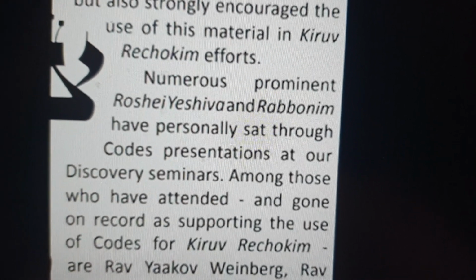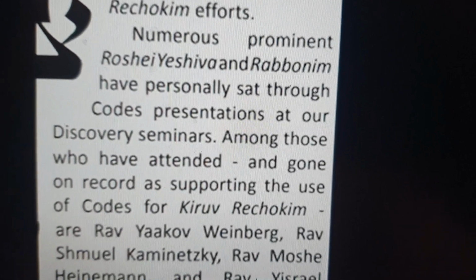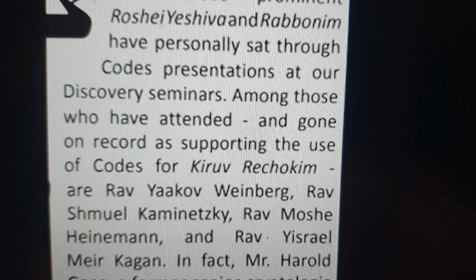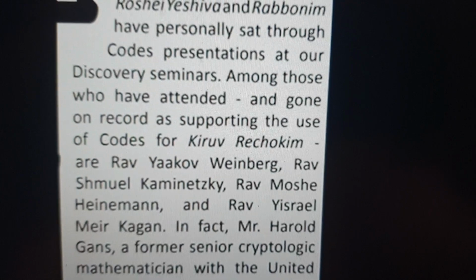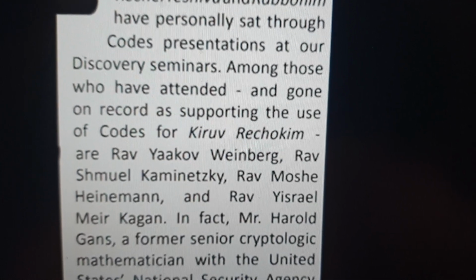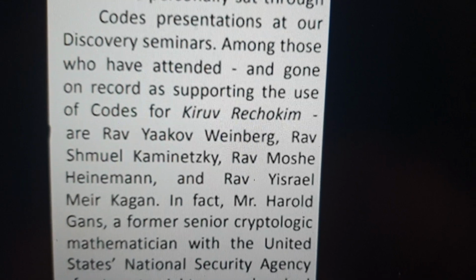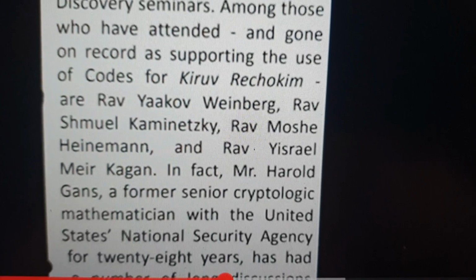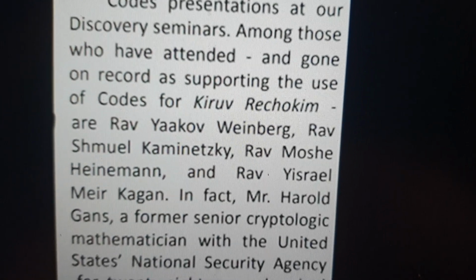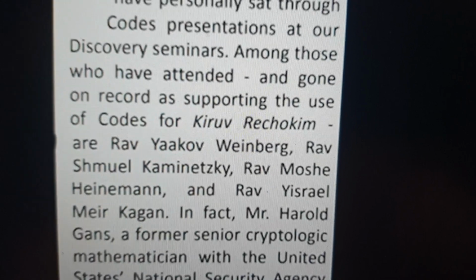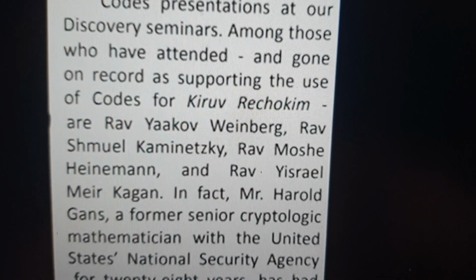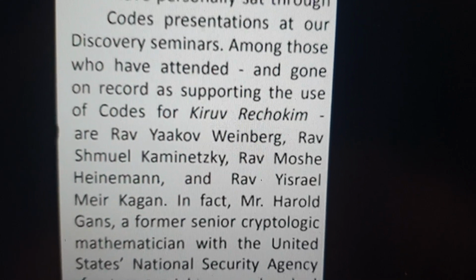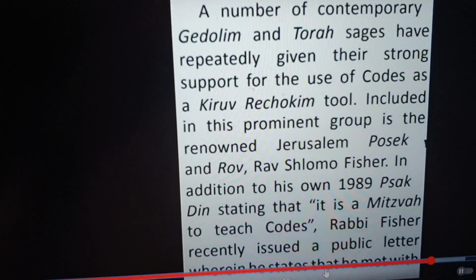Numbers of prominent Roshei Yeshivas and Rabbanim have personally sat through the course presentation at our Discovery Seminar. Among those who have attended and gone on record in support of the use of codes for outreach, Kiruv, are Rav Yaakov Weinberg, Rav Shmuel Kamenetsky, Rav Moshe Einemann, and Rav Israel Meir Kagan. In fact, Mr. Errol Gens, a former senior cryptologic mathematician with the United States National Security Agency for 28 years, also has an interesting story about all this.